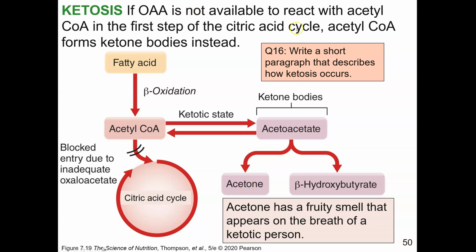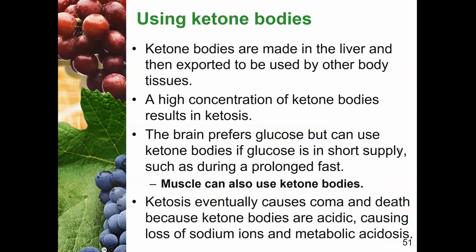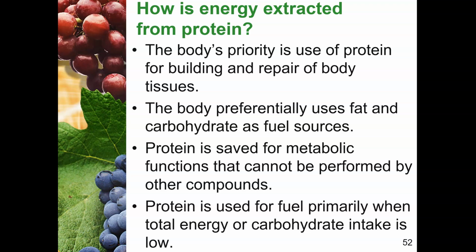So again, if OAA is not available to react with acetyl-CoA, then you form these ketone bodies instead. Now, some tissues actually can use them for energy. So you have a high concentration of ketone bodies. The brain really prefers glucose, but it can use ketone bodies if it has to, and the muscle can use ketone bodies. But you can't survive on that indefinitely. Ketosis will eventually cause coma and death because ketone bodies are acidic and they cause loss of sodium ions and metabolic acidosis. So your blood gets too acidic, and that's not compatible with healthy life.